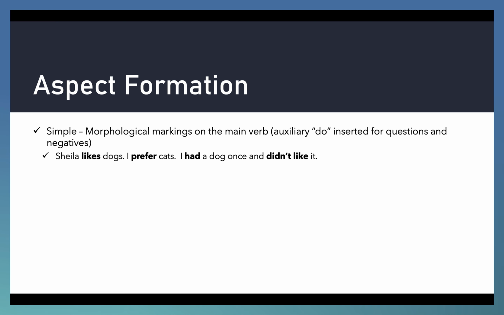We typically do not have any auxiliaries in the affirmative sentence in the simple aspect. But if we want to make a negative sentence or a question, we insert the auxiliary do inflected for the relevant tense. So we say, I had a dog once, but I didn't like it.